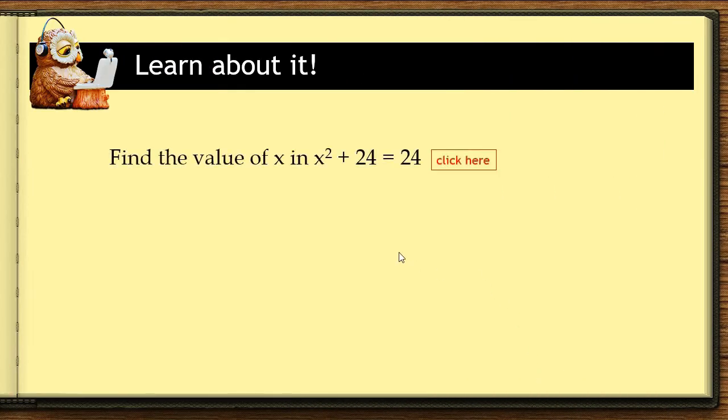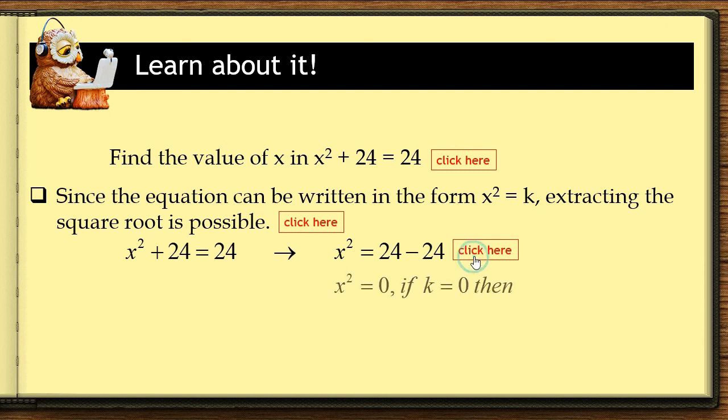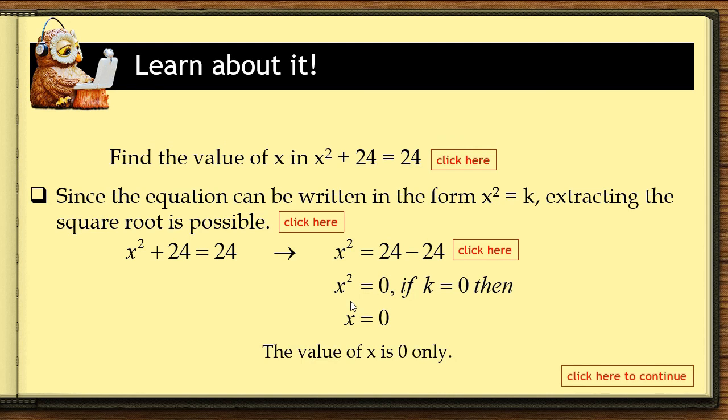Now, another example is this. Let us find the value of x in x squared plus 24 equals 24. Since the equation can be written in the form x squared equals k, extracting the square root is possible. And by simplifying, we will have x squared equals 24 minus 24, or x squared equals 0. Since k is equal to 0, then the solution is 0 only.